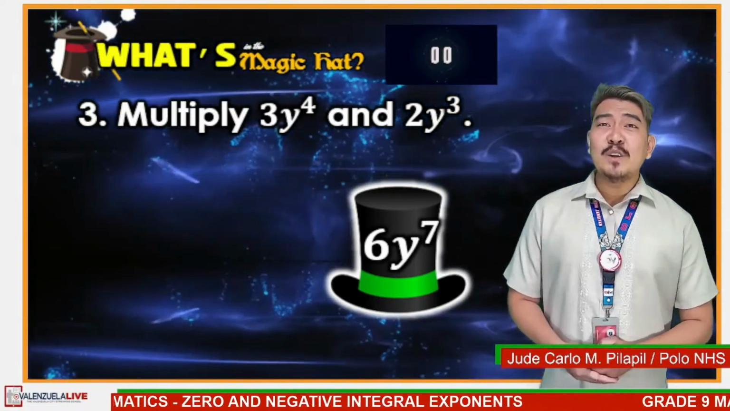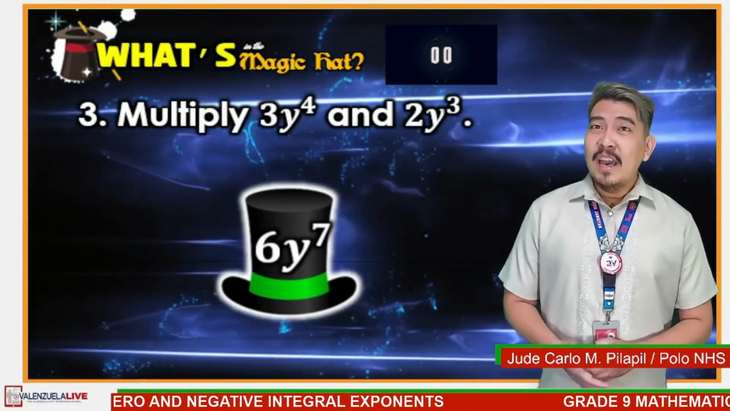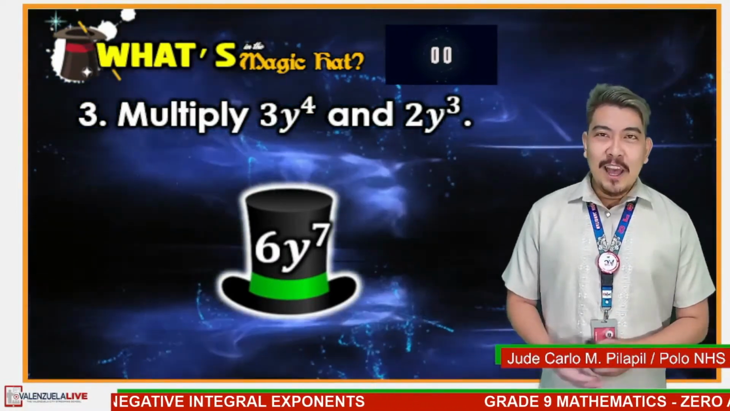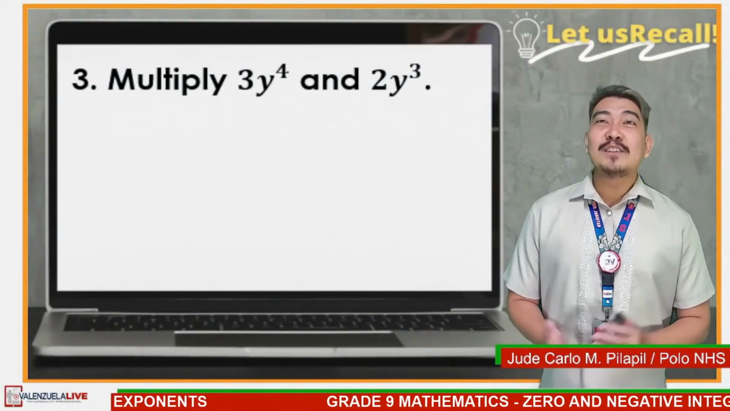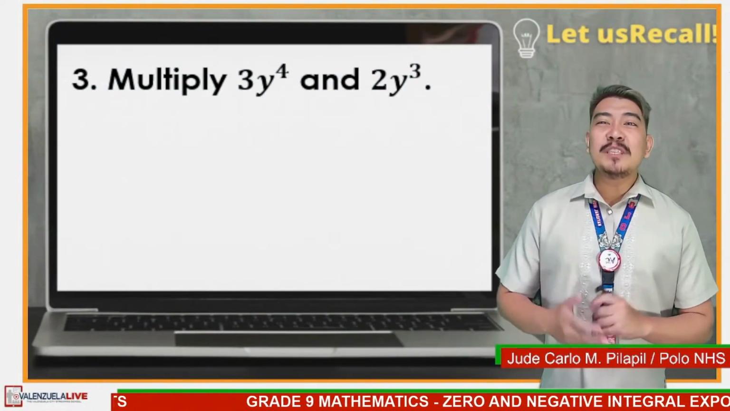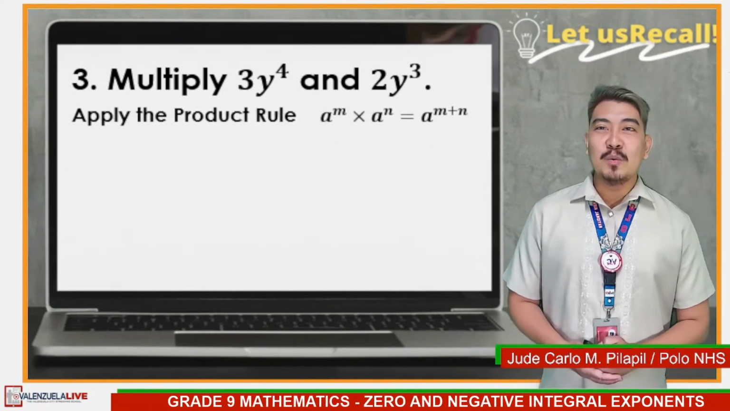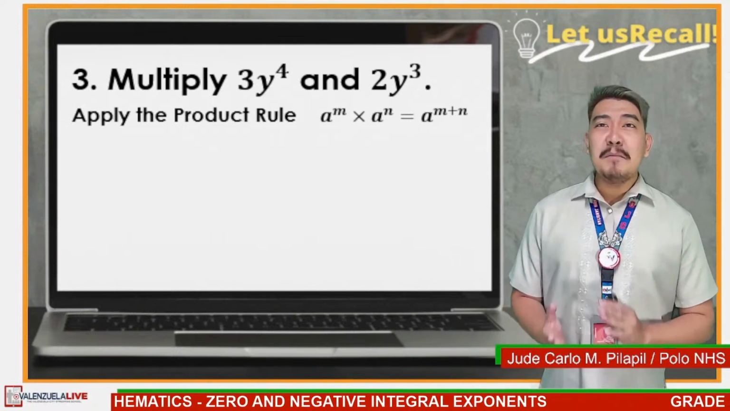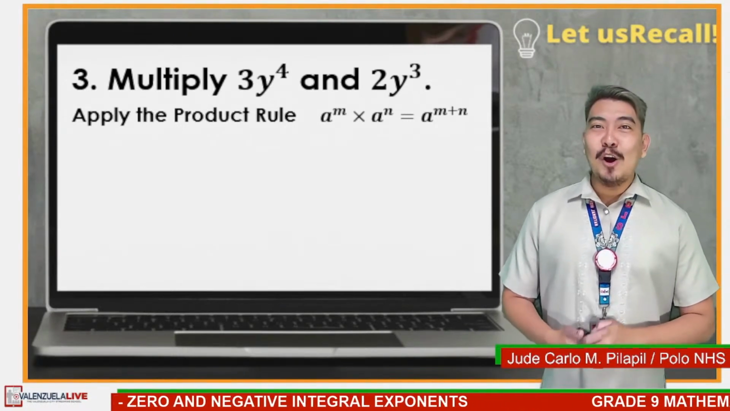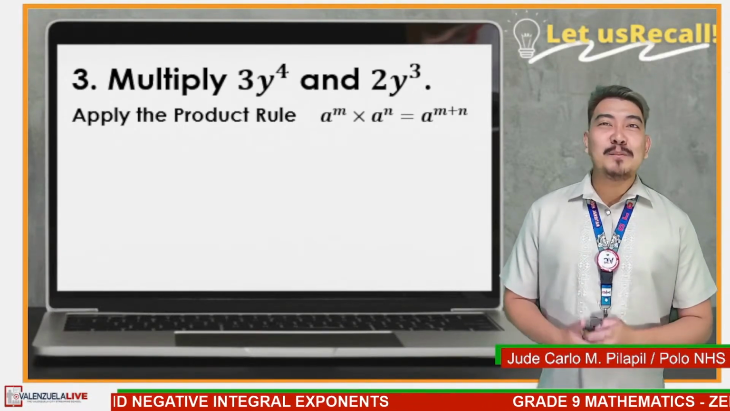If you answered 6y raised to 7 and you drop the color green, that is excellent. 3y raised to 4 and 2y cubed can be multiplied using the product rule. When multiplying exponential expressions with the same base, we copy the common base, then add the exponents.